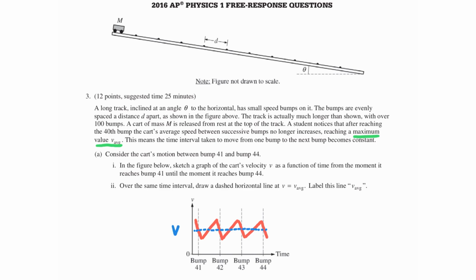In the directions, when they say that the V average reaches a maximum value, this is the maximum value that they're talking about. And before I reach bump number 40, I might have had a smaller average velocity. And you can see that everywhere in my graph, if you look over the range of 1 or 2 bumps, then at some points the velocity is higher and at some points the velocity is lower, but V average represents the average velocity that the cart would have over a time interval that's shown.